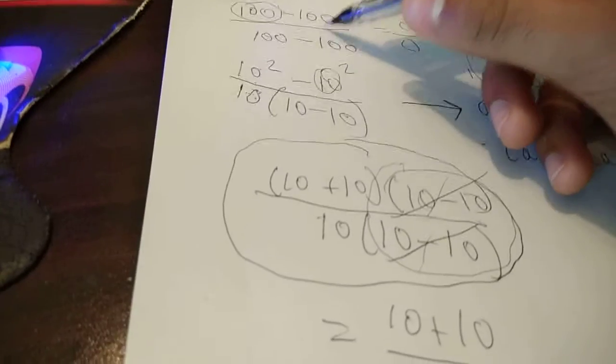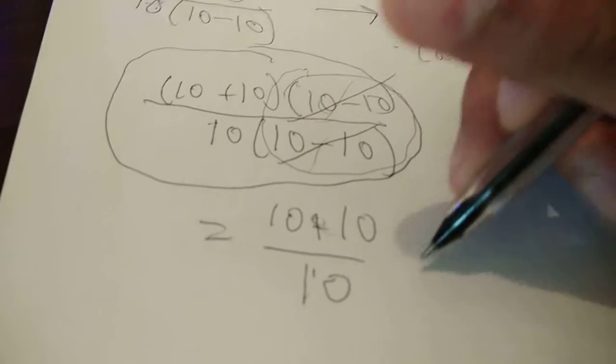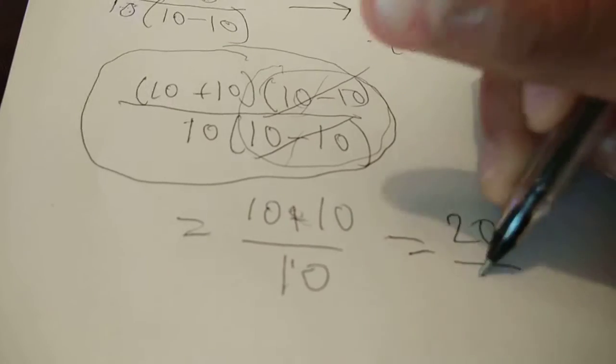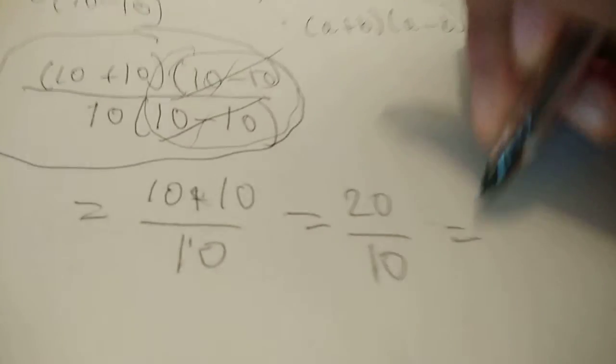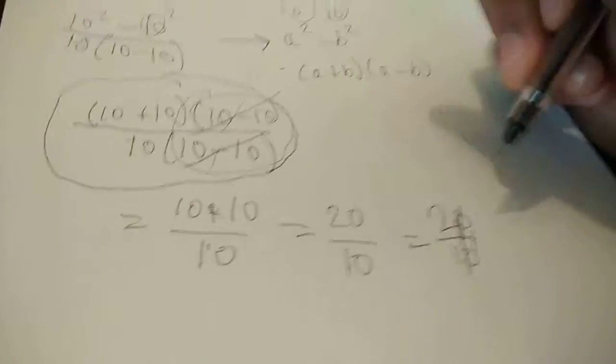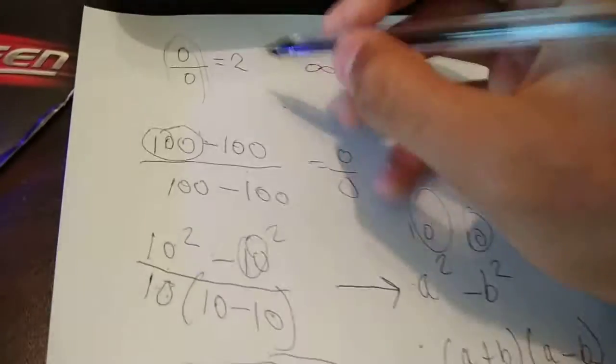Now there's nothing more you can do, because back then 100 was a square number, so you could simplify it, but now because 10 is not a square number anymore, it's the square root of that actually, we can't simplify this any further. So therefore 10 plus 10 divided by 10 equals 20 divided by 10, and 20 divided by 10 is 2 over 1. So 20 divided by 10 is 2. And there you go, guys. This proves how 0 by 0 is equal to 2.